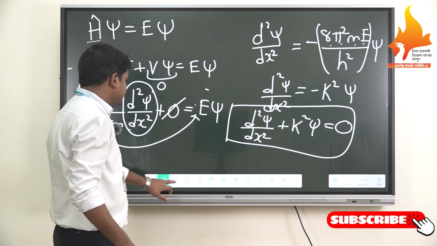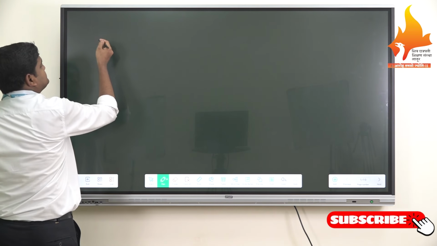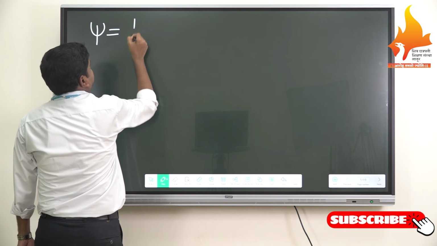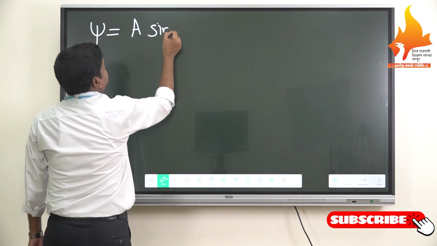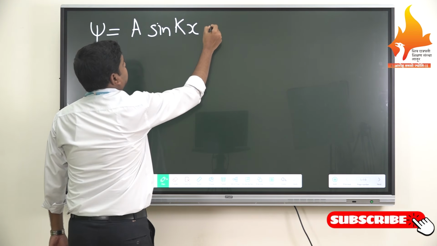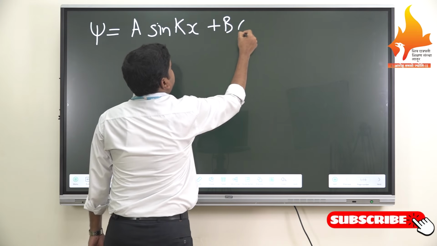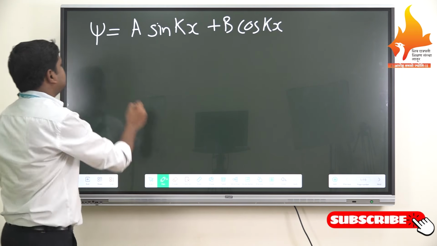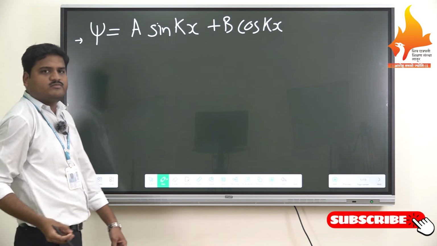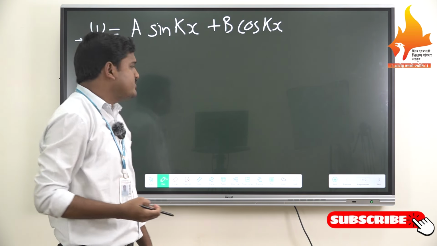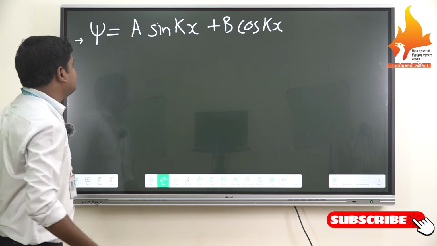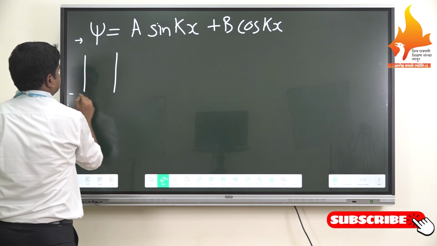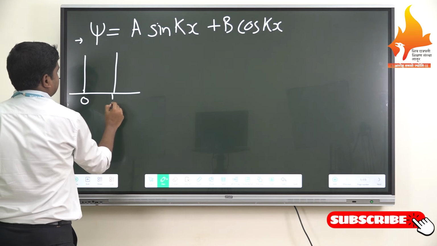Here the trigonometric function of the wave function, that is psi is equal to a into sine of kx plus b into cos of kx. This solution of psi can satisfy the Schrodinger wave equation for the particle in the well. So we can take this as the solution for that equation, with the well between 0 and L.